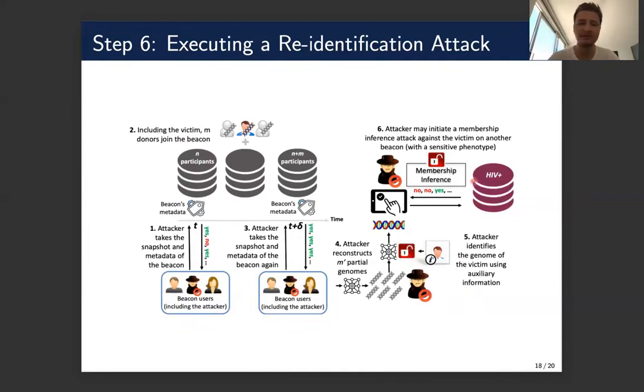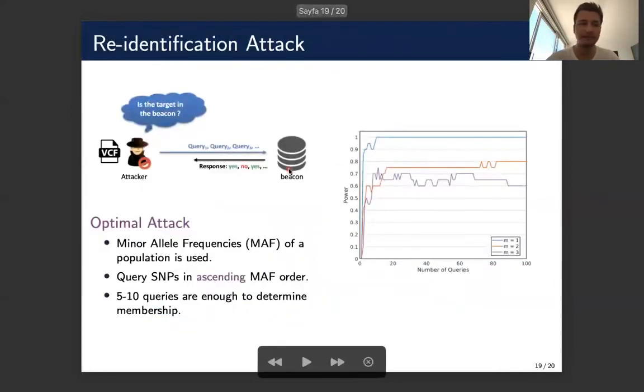And for the re-identification attack, we use an optimal attack where the minor allele frequencies of the population are used. And in that attack, the attacker queries SNPs according to ascending MAF order. And even 5 or 10 queries are enough to determine the membership.